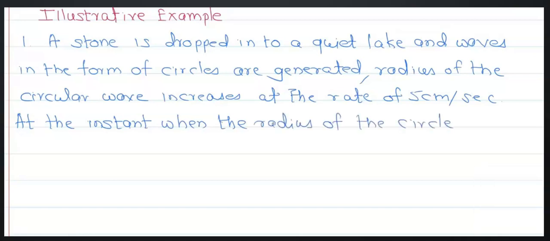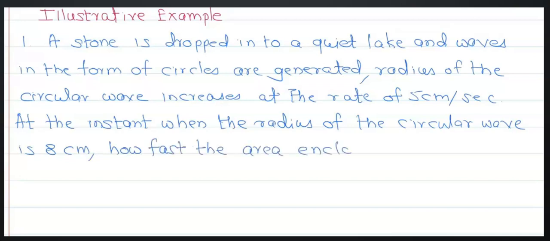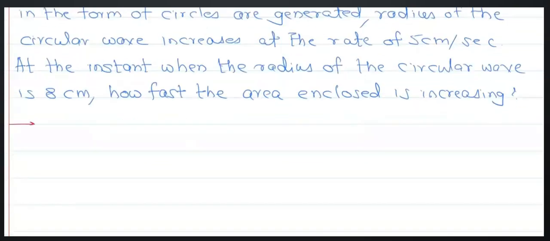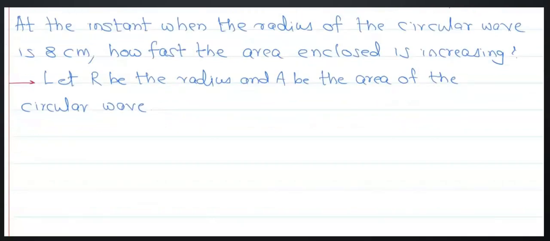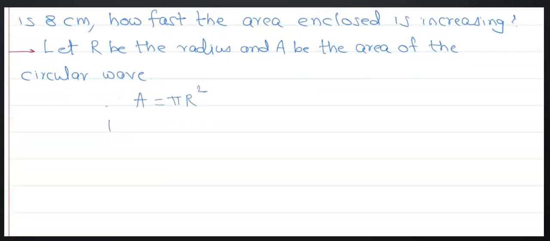At the instant when the radius of the circular wave is 8 centimeter, how fast is the area enclosed increasing? Now we are given that r is 8. Let R be the radius and A be the area of the circular wave. A equals pi r square.